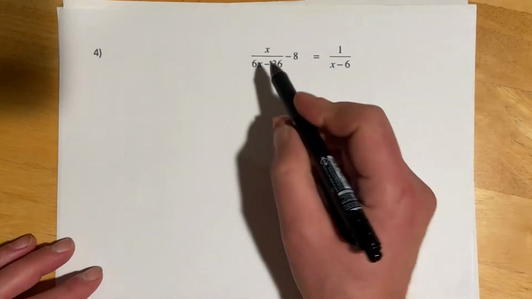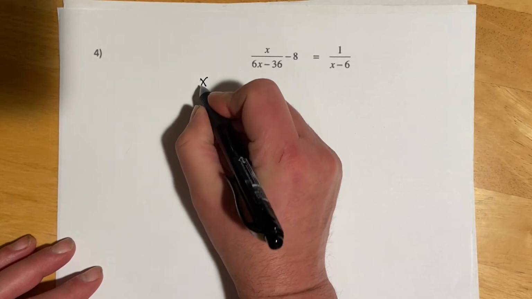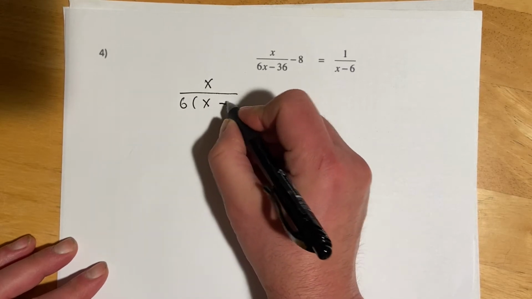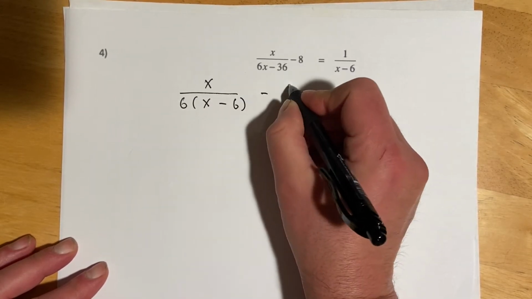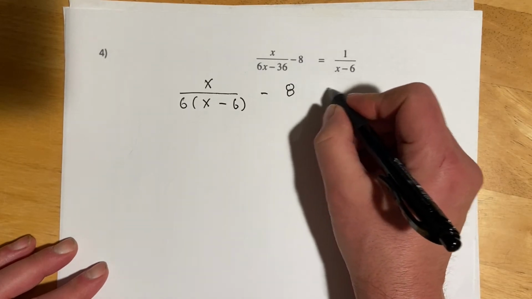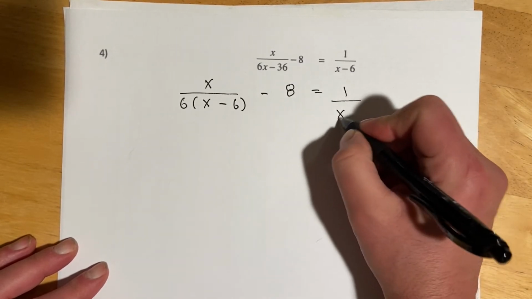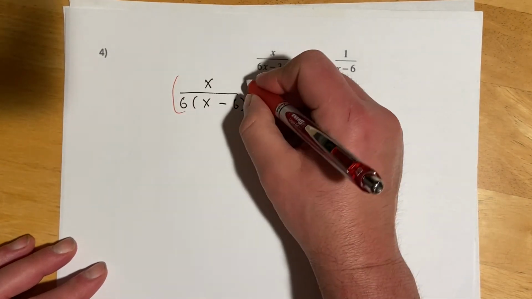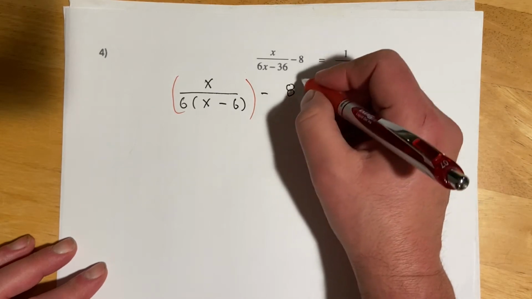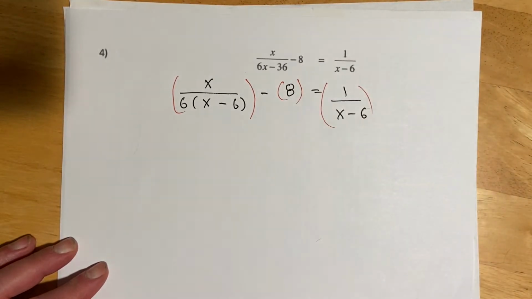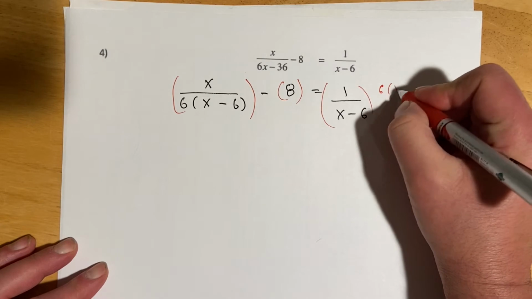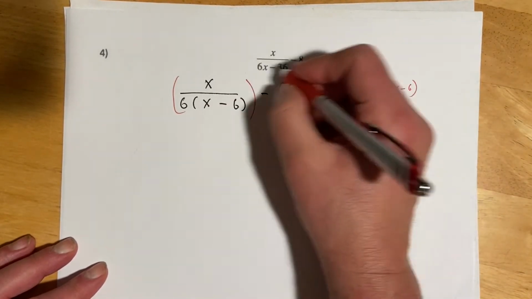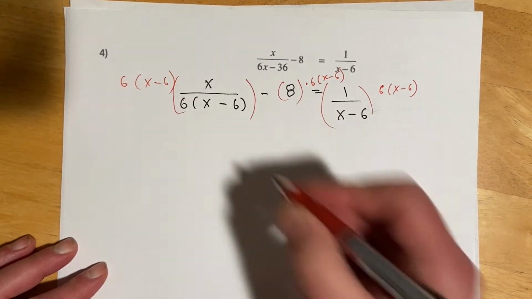Okay, so for this one, let's get this factored so we can see it a little bit better. So this is going to be x. There's a common 6 in there, so let's get that factored out. X minus 6 minus 8, that's like over 1. Equals 1 over x minus 6. So let's see if we do like that, and then we're going to go 6x minus 6. Here we're going to go 6x minus 6 and 6x minus 6.